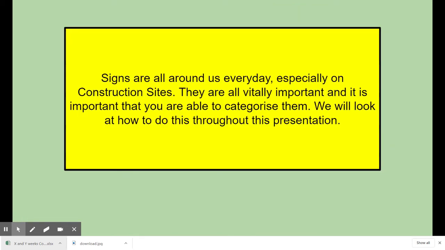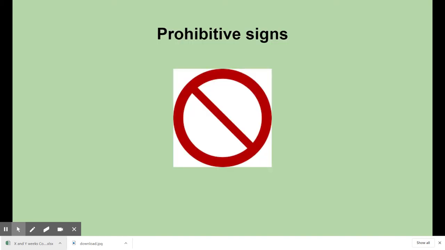So you can see signs are all around us every day, especially on construction sites. They are all vitally important. It is important that you are able to categorise them. We'll look at how to do this throughout the presentation. What we mean by categories are these.